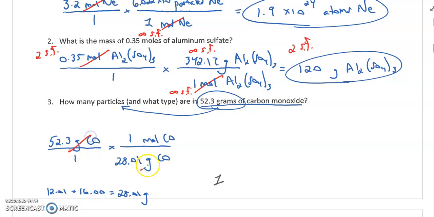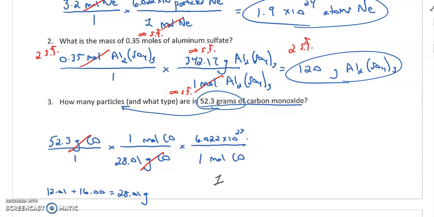Now, grams cancels out. When I plug this into my calculator, I'm going to have to divide, but I can wait and do that step last. I'm going to do my other conversion factor first, and then I can come back and actually plug this whole thing into my calculator. Now my last step here, I want to cancel moles. So I'm going to cancel 1 mole of carbon monoxide, and I want to get it into particles. This is where Avogadro's number comes in. I can use 6.022 times 10 to the 23rd.